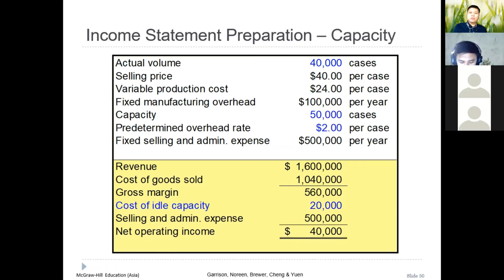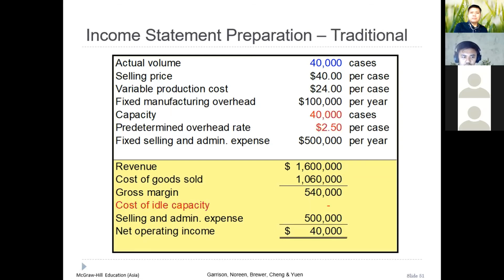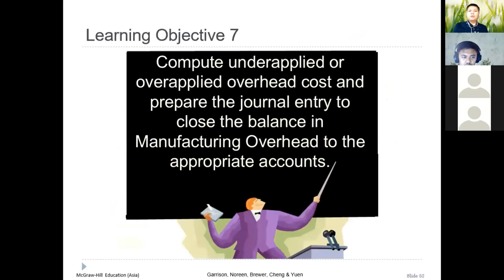Okay? Now, without this cost of idle capacity, they will be different in net operating income. Okay? Next. Now, we compute for the under-applied or over-applied overhead costs and prepare the journal entry to close the balance in manufacturing overhead to the appropriate accounts. Never mind if you don't understand the journal entry, but nevertheless, let us present them. Okay. Now, how do you understand under or over applied?